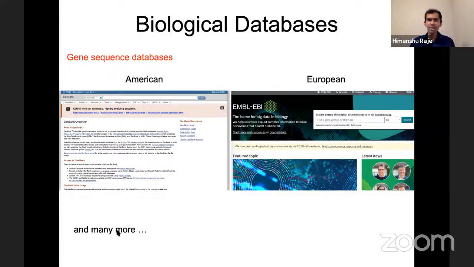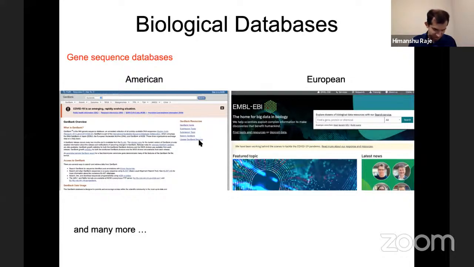And there are many more databases that I have not even listed on this slide. There are some specific databases. What if GenBank houses the gene sequences from all organisms that are sequenced, like humans, mice, fruit flies, worms, plants? But what if we just want to look into fruit fly sequences? Then there is a database for that, FlyBase. What if we want to look at just plant gene sequences? Then there are some small databases just for that. So there are some specific ones. But as of now, we are going to stick to GenBank.